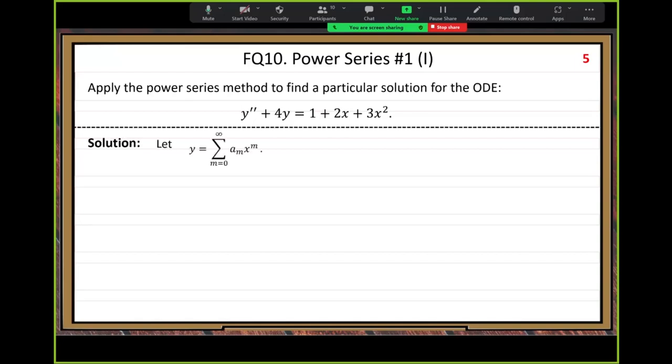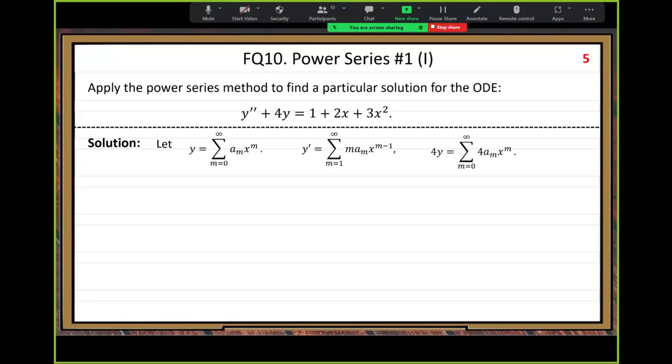First, we need to write y in a power series representation, this general representation. After that, we need to take the first derivative, each term's derivative. Be careful: the m starts from 1, not 0, because the derivative of the constant term is gone. Okay, from 1.